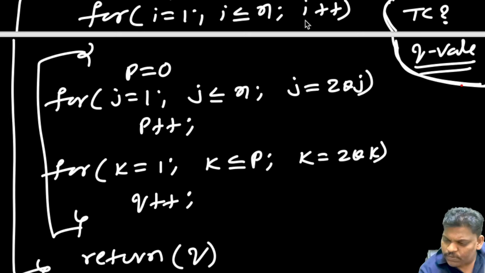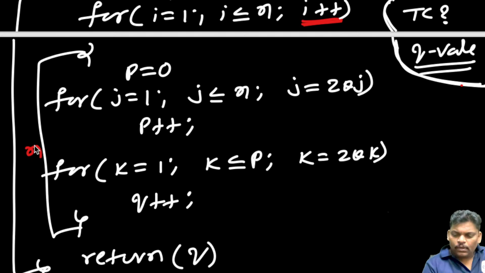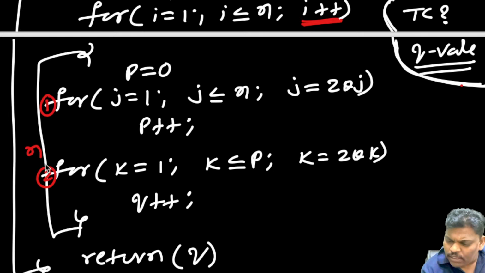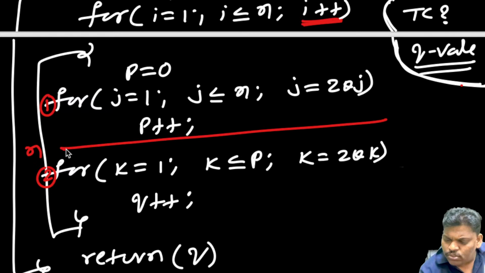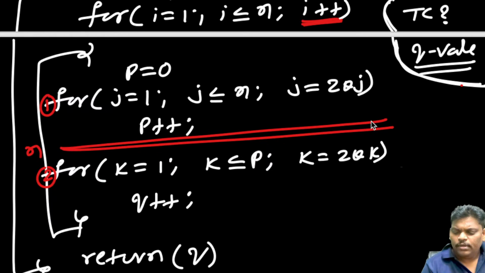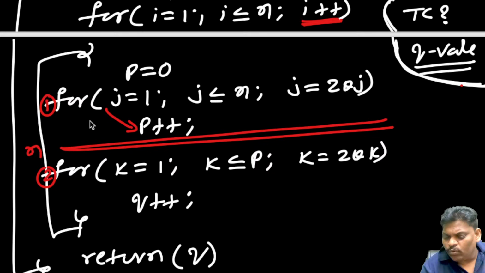Outer loop, see this one, outer loop always plus 1, so n time. Always plus 1, plus 1, n time. Inner loop, if you observe, inside there are two loops, but they are not inner loops. These two are separate, not nested. If no bracket is there, one statement only belongs to the loop.